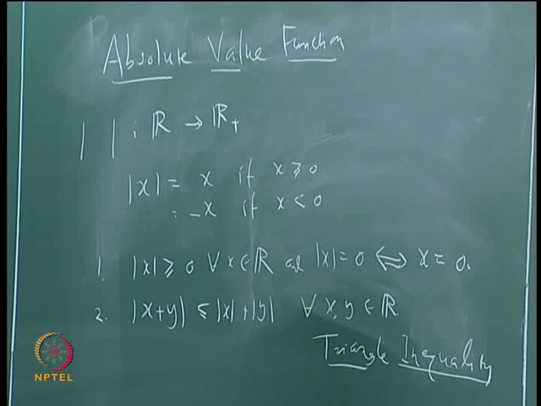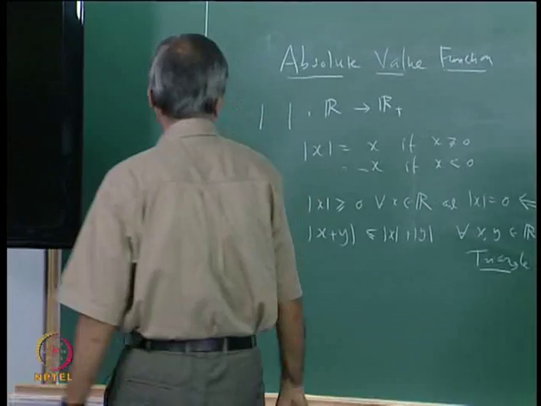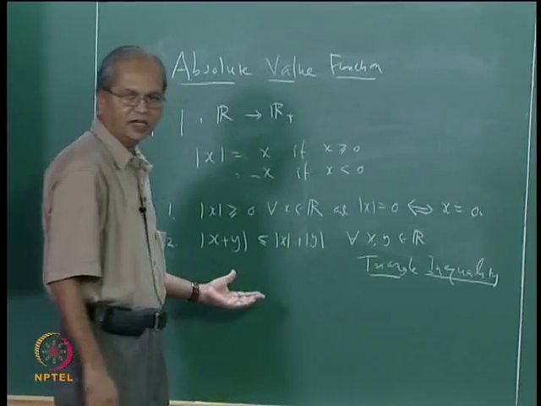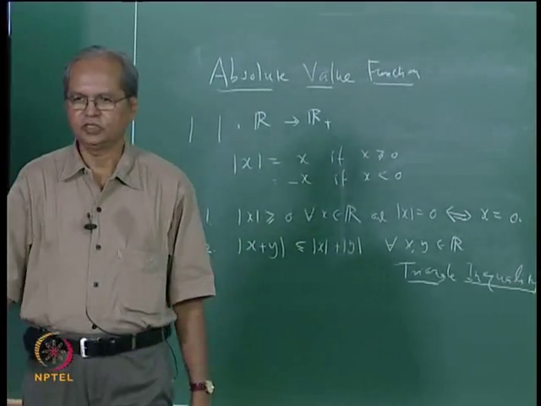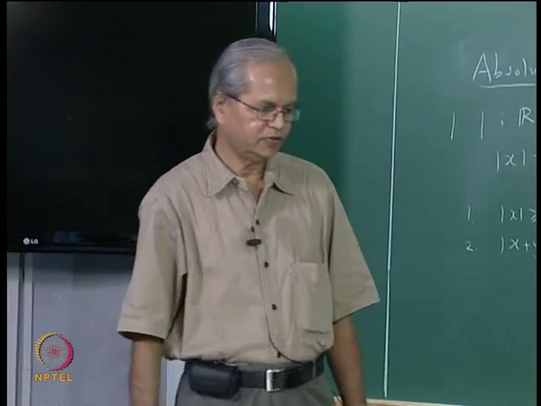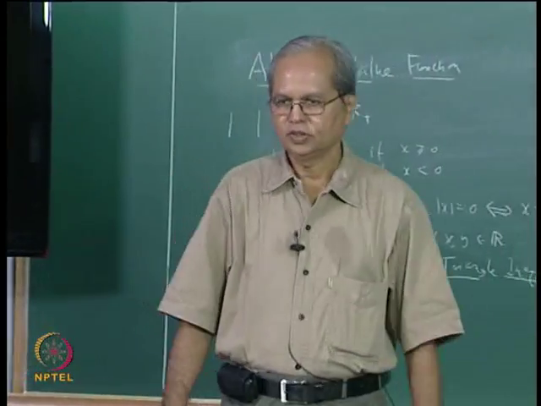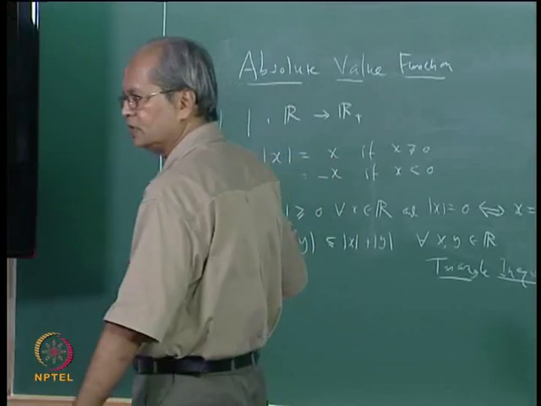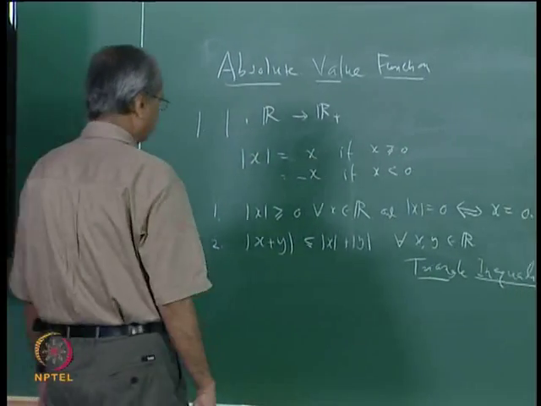Can you see why it is called the triangle inequality? Basically it says that if x and y represent two sides of a triangle, and if the third side is represented by x plus y, then the length of the third side is less than or equal to the sum of the lengths of the other two sides. So that is what it is, and this is something we shall come across very often in this course.